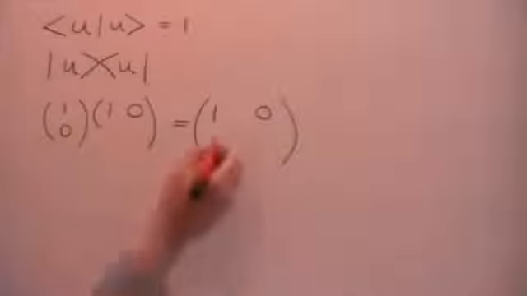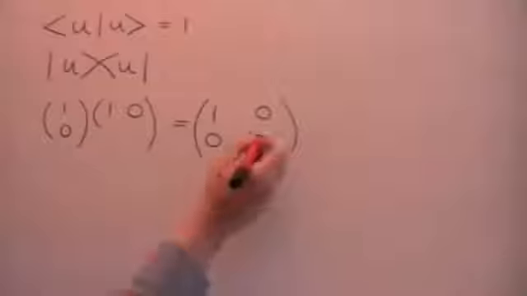0 times 1 gives you the bottom left-hand corner, and 0 times 0 gives you the bottom right-hand corner. So it's 1 times 1 gives you that one, 1 times 0 gives you the right hand, and then we come down to the bottom. 0 times 1 gives you the bottom left, 0 times 0 gives you the bottom right.